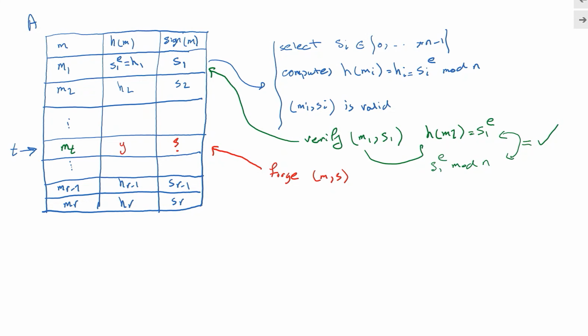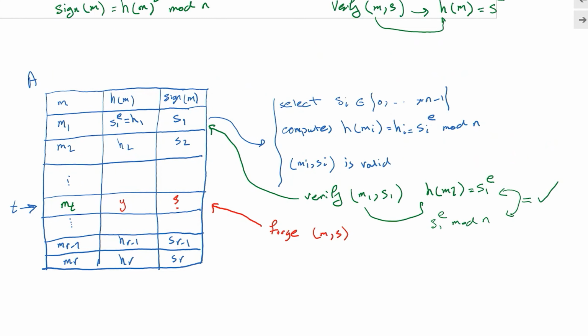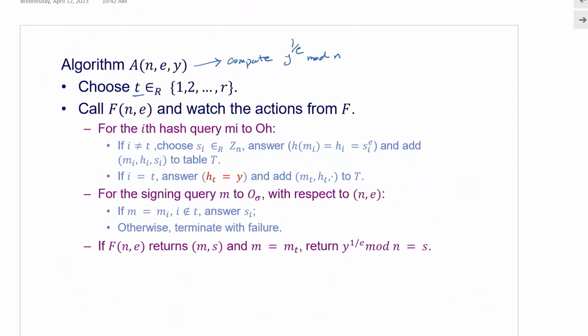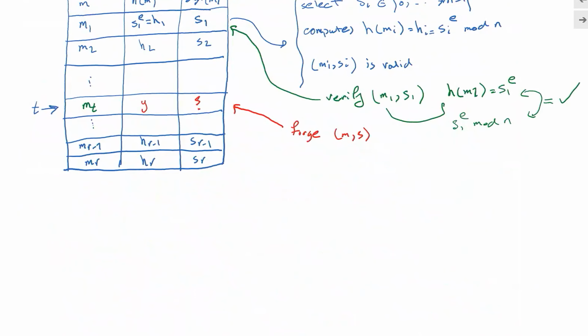The only query that we would not answer, if he ever asks for the signature, is this T location. So we choose a T in the very beginning, and then when he asks for the hash of this message, we just return him Y. What is Y? Y, remember, was the input for our hard problem that we want to solve. A wants to find the eth root of Y. So for that, we let Y be the output of our hash function.